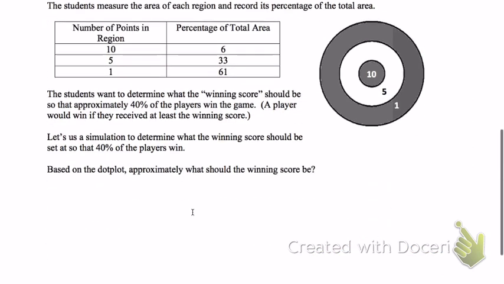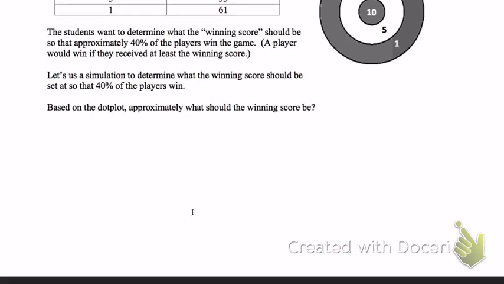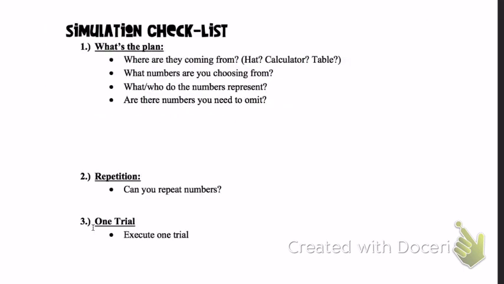And so then we're going to create it. So we're going to flip the page and actually write out the steps for the simulation. Then we will come back and we will create a dot plot and we will determine what our score needs to be. So go ahead and flip the page.